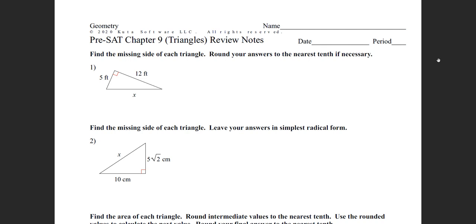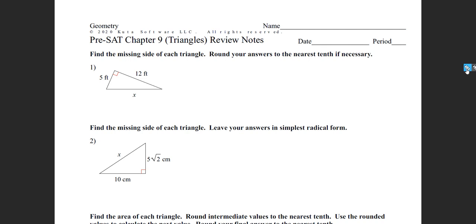Hello, Geometry crew. Today we have day 5 in our SAT unit where we're going to be going over problems within triangles. This is just going to be just like our triangle chapter that we already had, chapter 9. So we're going to review some problems before we get into the next day, which is going to be focusing on SAT problems about triangles.